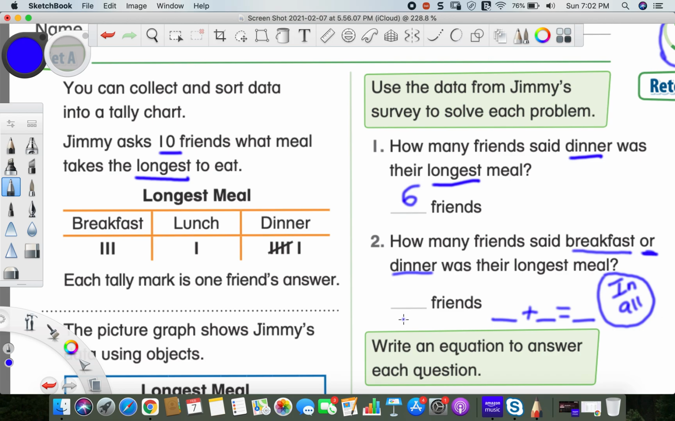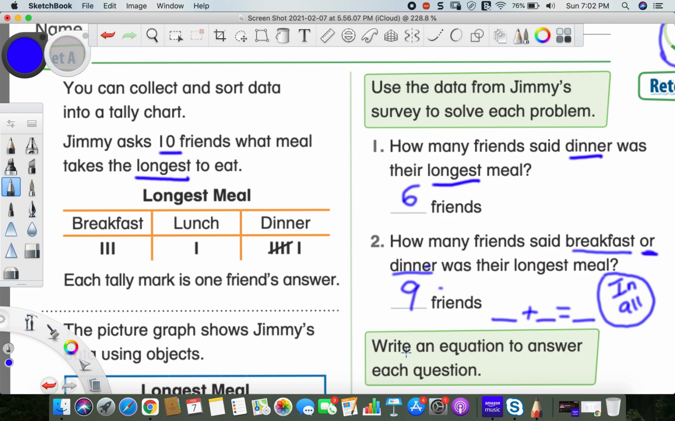All right, if you're still working on this, that is a-okay. If you're still working on it, hit that space bar again to pause the video. If you're all done, we're going to continue and find out what the total is and how we got that answer. Okay, so for breakfast and dinner, that is 9 friends.